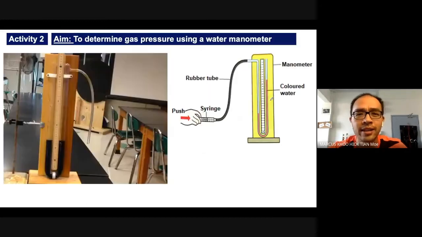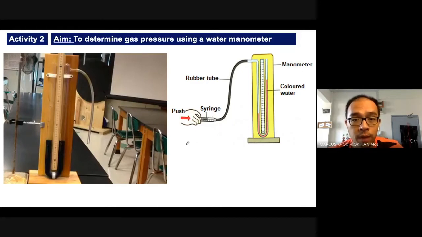Anyway, I'm about to show you a video once again, and this video obviously has no sound. Basically, we have a manometer, and inside this manometer there's colored water. Over here, the colored water is black so it's easier to see. Then he's going to have this syringe, which is empty. There's nothing in here except for gas.